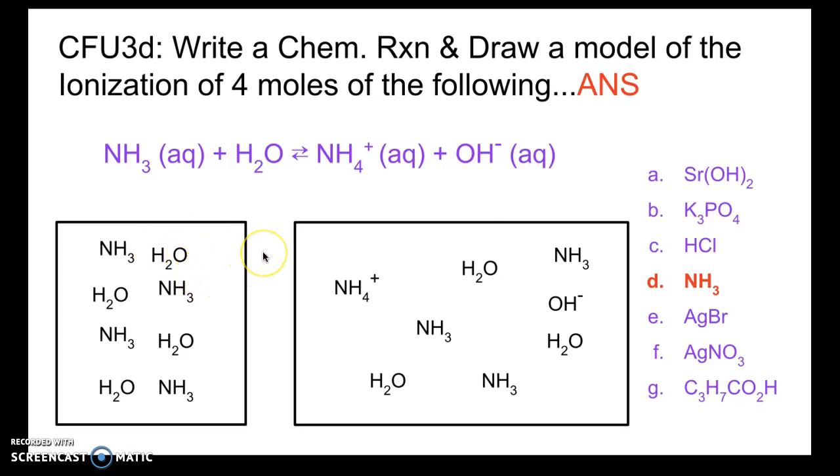And we saw that in 2.1a. At any rate, because it's weak, not all of it is going to react with the water and form the OH minus. So I'm showing some of it has reacted with water to form OH minus, but I showed 3 of them as whole NH3s. And I also showed the 3 water molecules as well, just to keep things balanced.